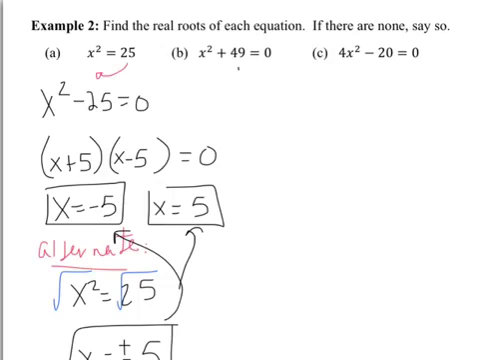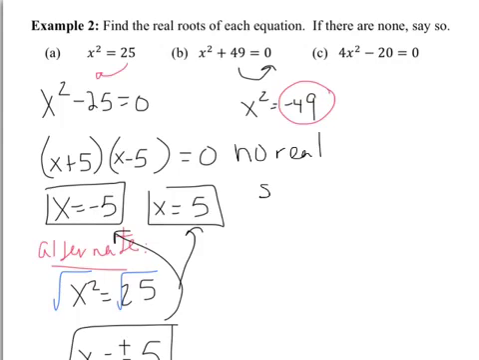So we could start by moving the 49 over and say, well, x squared equals negative 49. But a moment ago we said that for the answer to be real, this has to be positive. Because when you square some number x, it has to be a positive answer. So no matter what real number we put in for x, we'll never get negative 49 out. So as a result, we can say that there is no real solution.